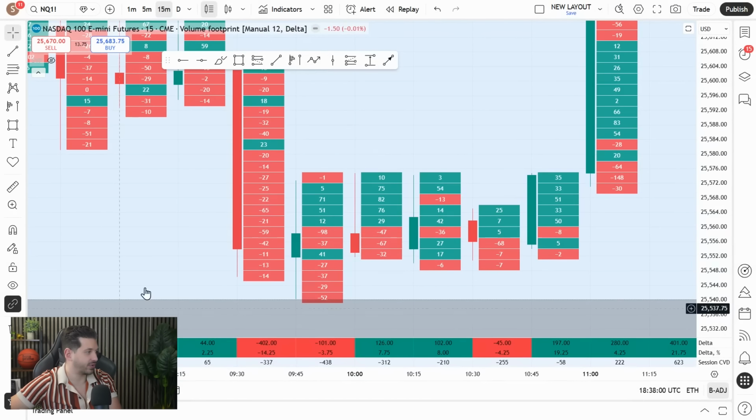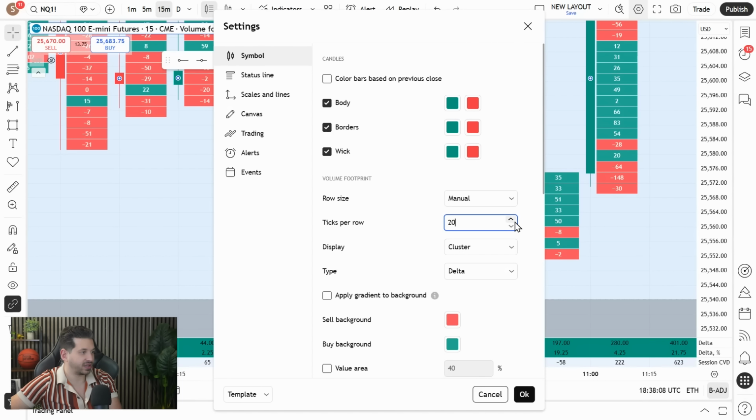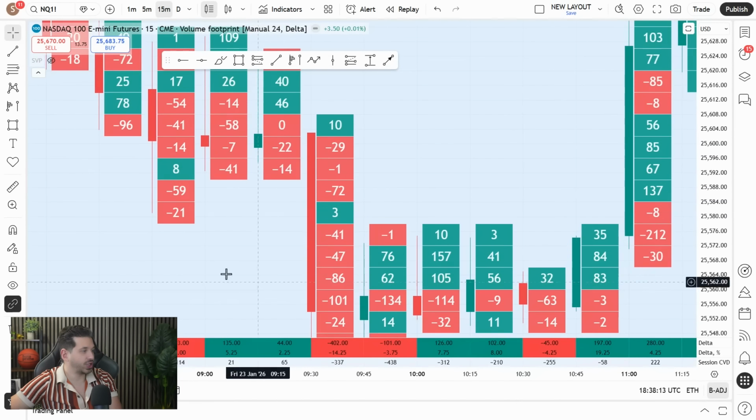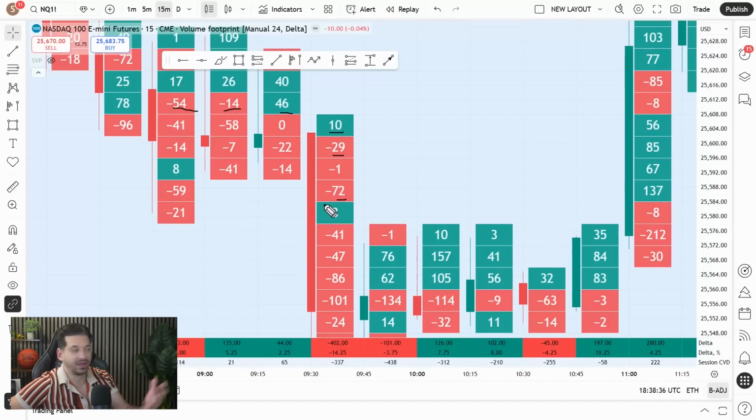So this is the delta footprint and all the contracts being traded. And I'm just going to make each row a little bit bigger so we can see it with a bit more clarity. Okay, look at this. I want you to look at the numbers really quickly of the delta. So this is the difference between the buyers and sellers, okay? How many buy contracts, how many sell contracts, subtracted from each other, and that's the difference, right? Look at the general numbers: 54, 14, 46, 10, 29, 72. Nothing really that massive, right? Okay, all relatively smaller numbers.